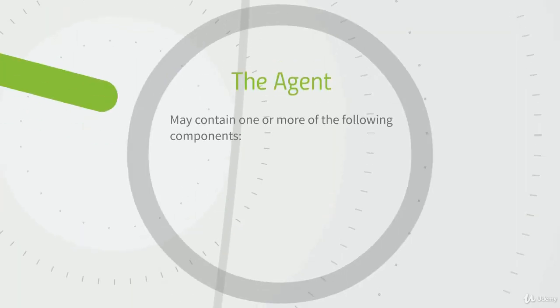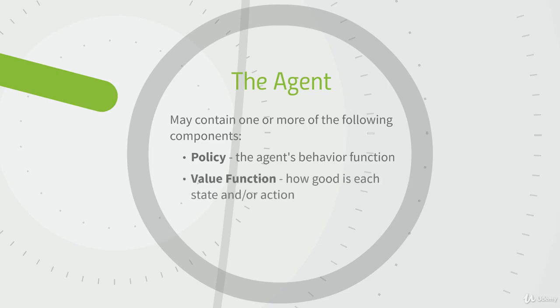So the agent may contain one or more of the following components. The first component being the policy. And the policy is simply going to be the agent's behavior function. So this would be a map from state to action. So given a certain state, maybe the position of chess pieces on the board, we're going to perform the particular action or this move. The next component would be a value function.